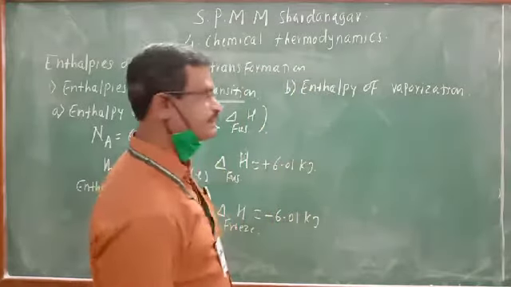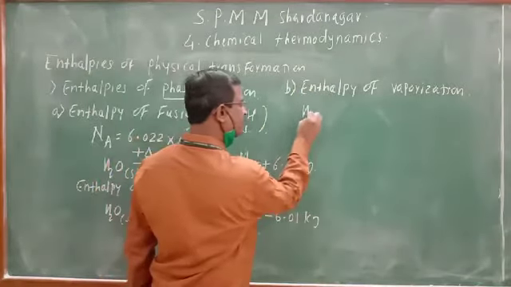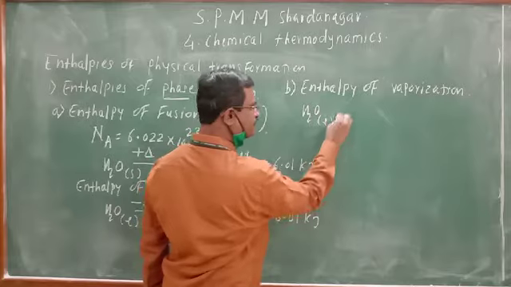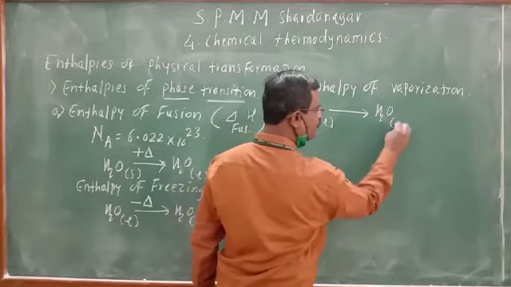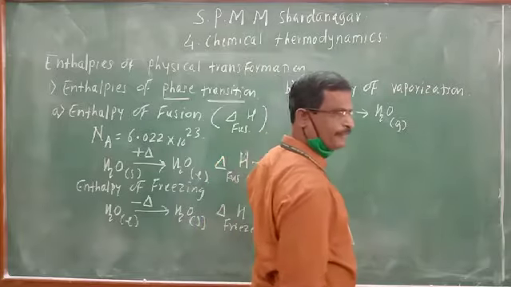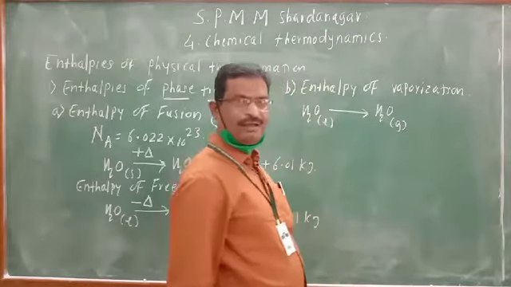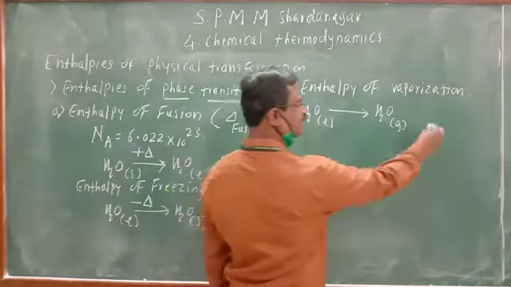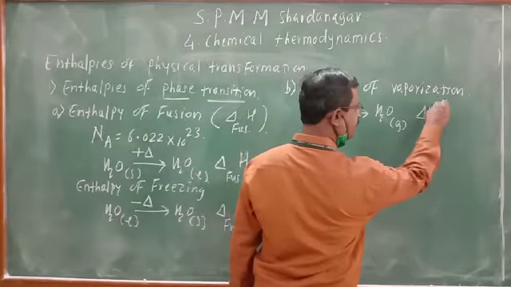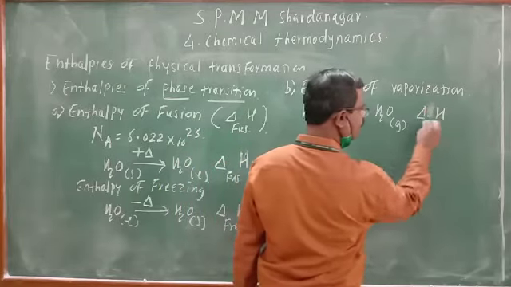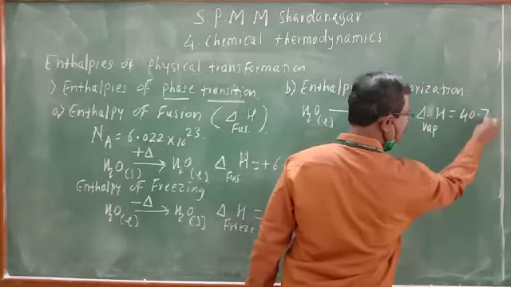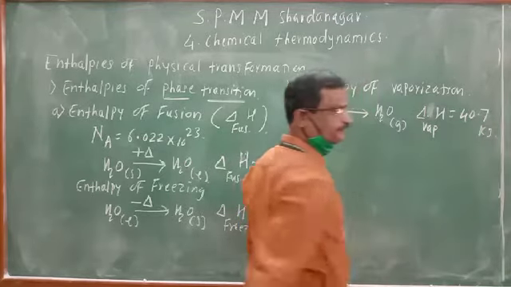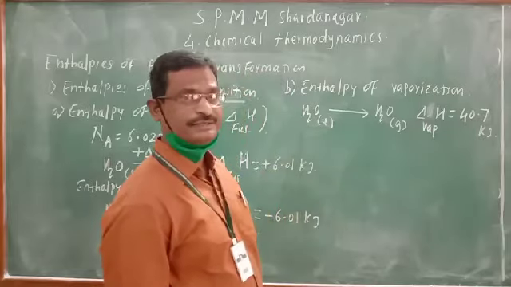Liquid to gas: here H2O present in liquid state, whenever heated, absorbs heat and is converted to gas at 100 degree Celsius. Here delta H of vaporization at 100 degree Celsius will be 40.7 kilojoule.